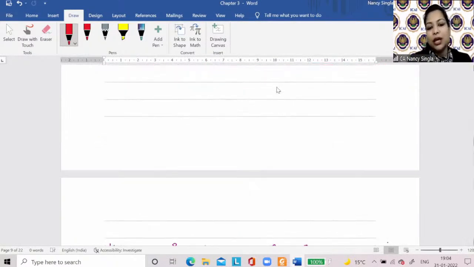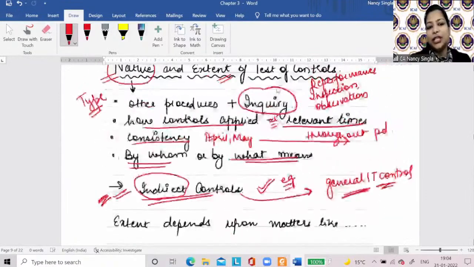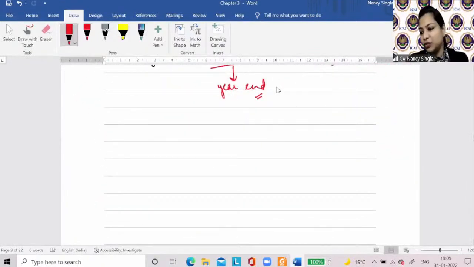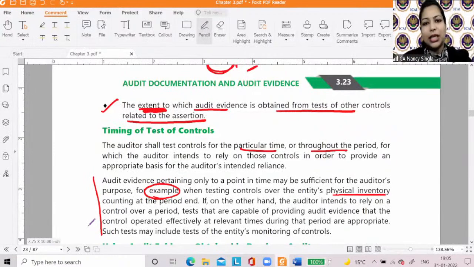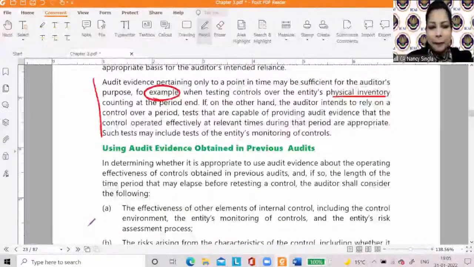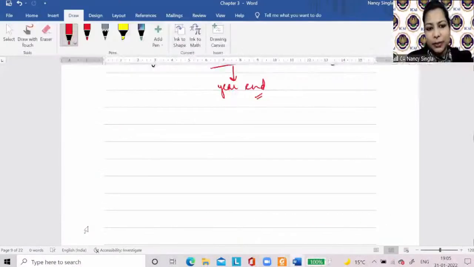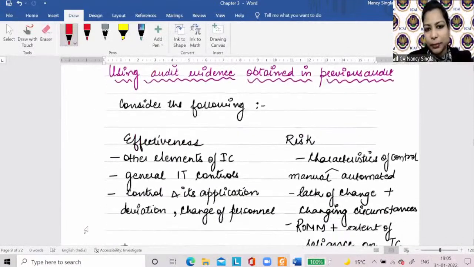So this was about what? The nature, timing and extent of test of controls. So I hope clear so far. Let us just have a look at this from the module. So timing will be a particular time or throughout the period. And the example of inventory has been given. You can just have a read. This paragraph we have discussed a number of times. ठीक है. I hope इतना clear है. Quickly send in your replies. Then only I'll start with the next topic.